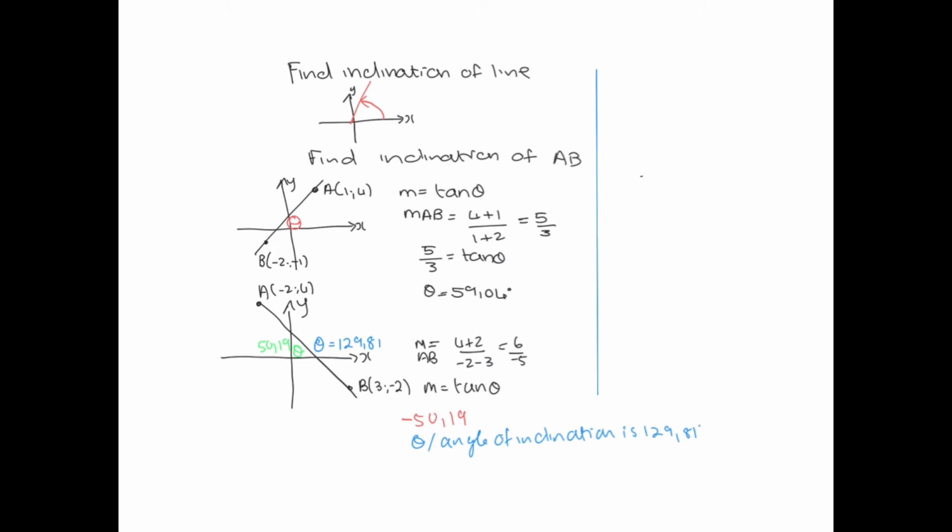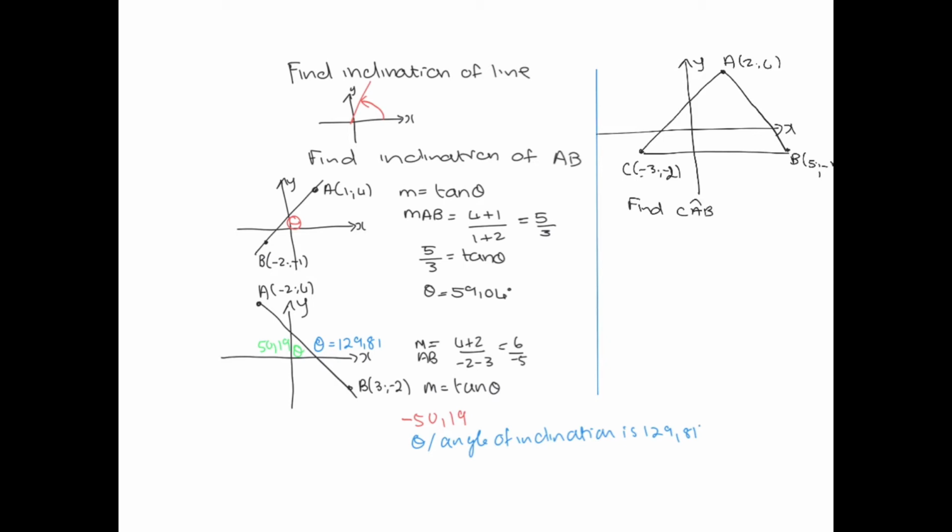And let's say I give you a line, let's draw this. Hypothetically, we're just going to make up a picture. A is (2, 4), and B is (5, -1), and C is (-3, -1). Or let's say -2. And I want to find angle CAB. I want that angle up there.